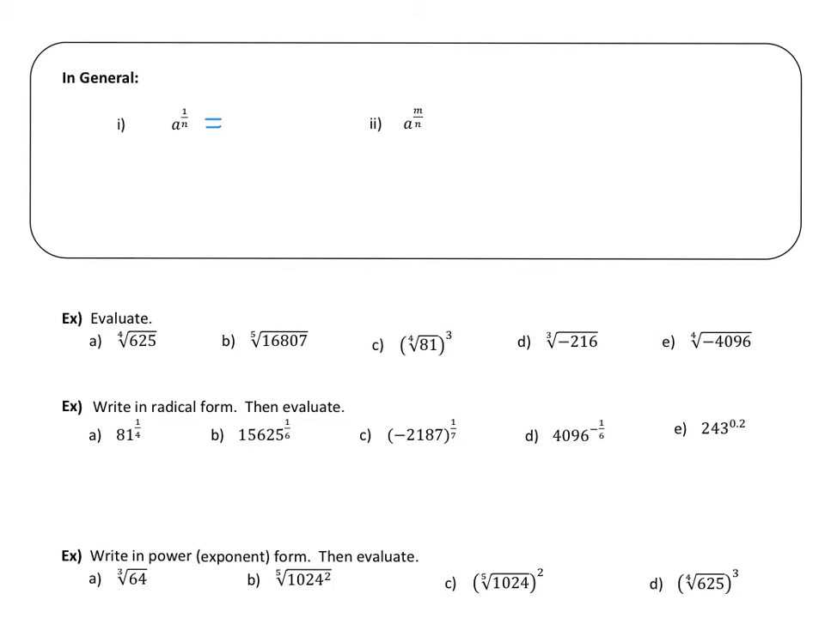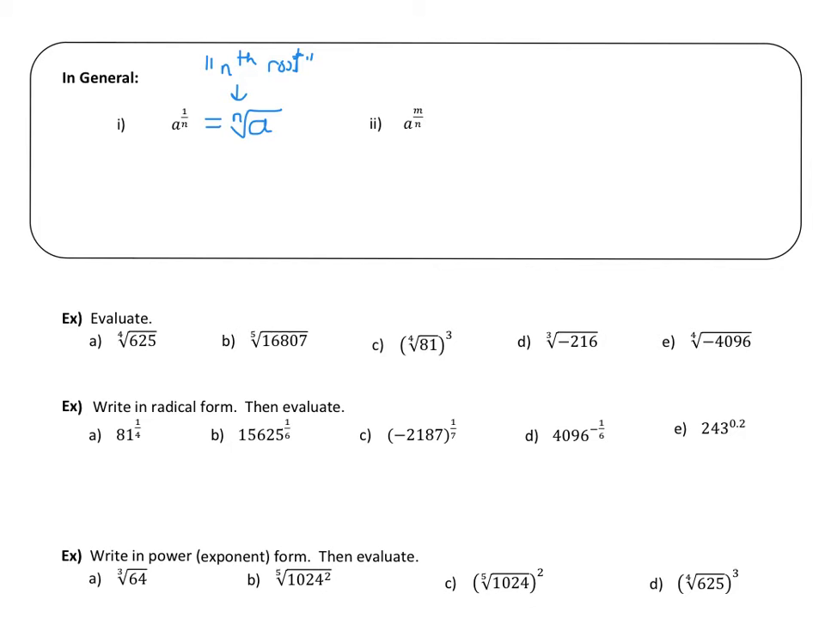From the previous page, if we had an exponent of 1 over n, that's the same thing as taking the nth root of that base. So we call this the nth root, in quotation marks. All right, so that's the nth root of a.